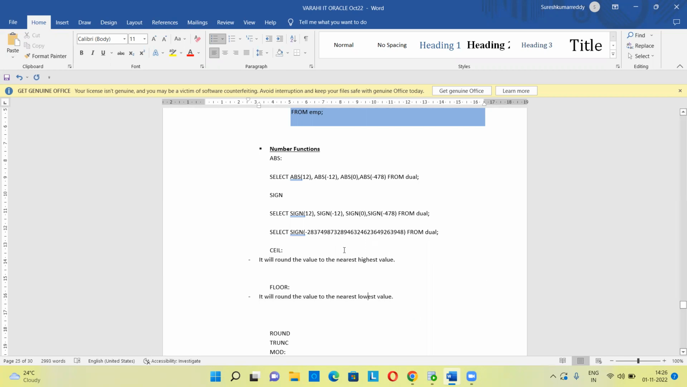Simply to say, ceil is nothing but ceiling, and floor is nothing but flooring. Where will the ceiling be? Ceiling is in your room, on the top. Flooring is on the ground. Same thing here also.